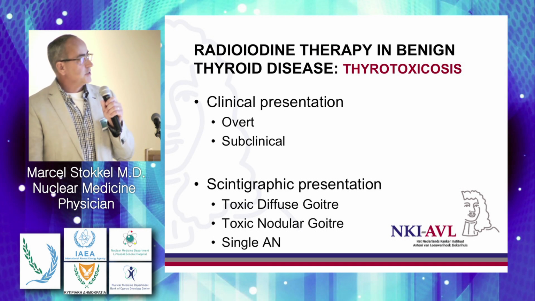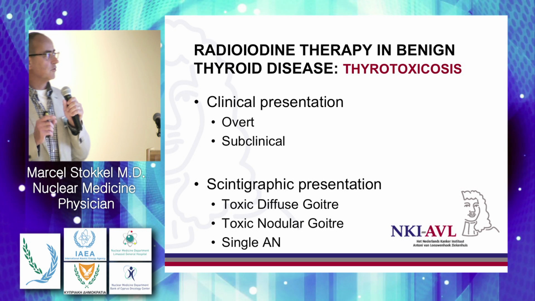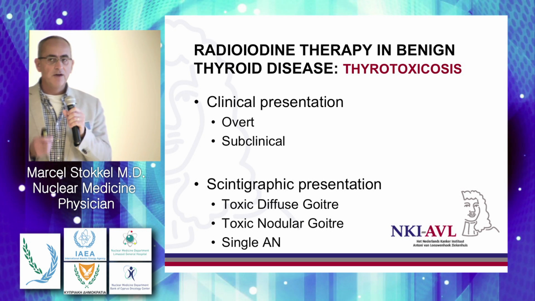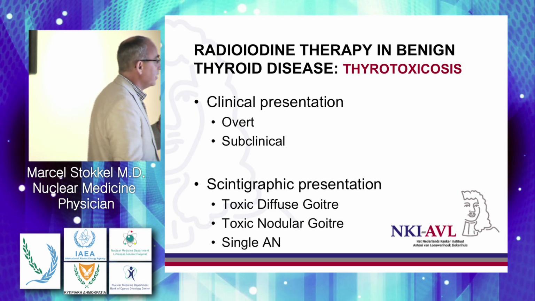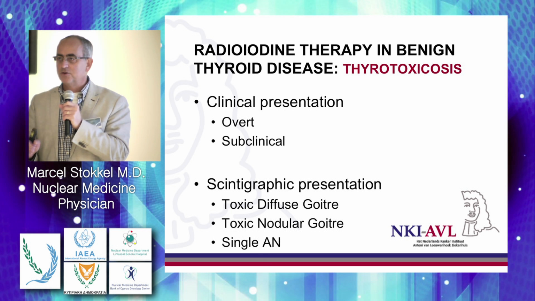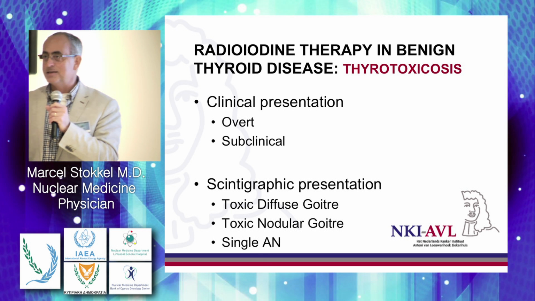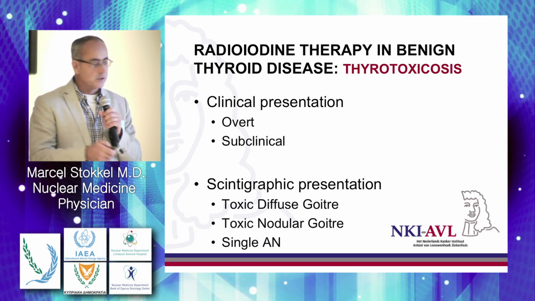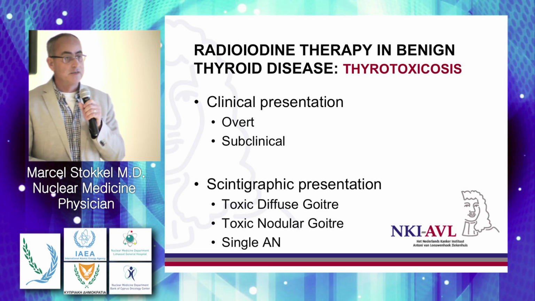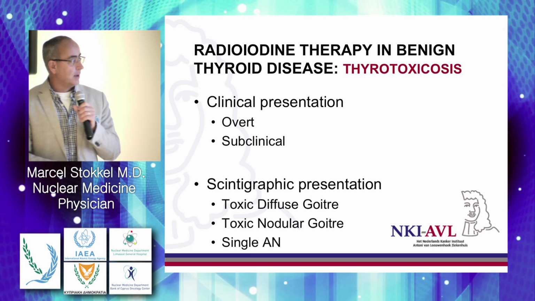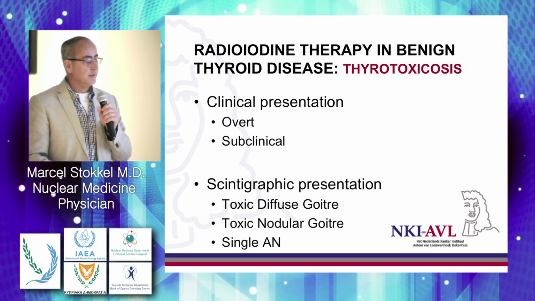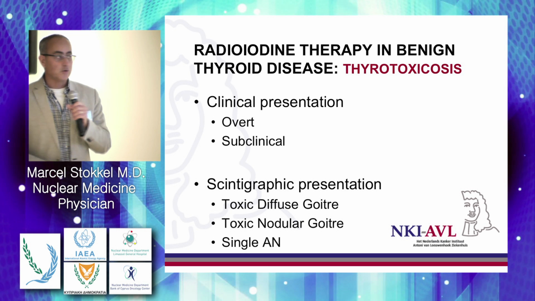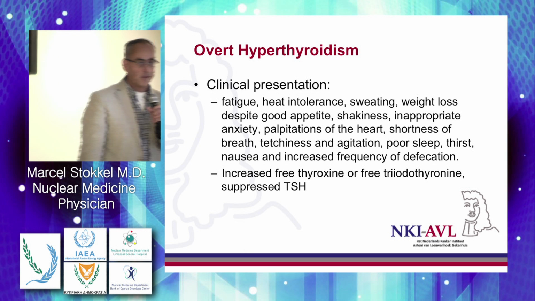When we talk about thyrotoxicosis, it's good to realize that there are two clinical forms of presentation. We have the overt form of hyperthyroidism, but there is also a subclinical form of hyperthyroidism. And sometimes, as nuclear medicine physicians, we forget this entity. You have to realize that also in subclinical hyperthyroidism, we may play a role. And of course, we have the scintigraphic presentations: the toxic diffuse goitre or Graves' disease, Plummer's disease, the toxic nodular goitre, and the single autonomous nodule. Those are the typical scintigraphic entities we are dealing with.